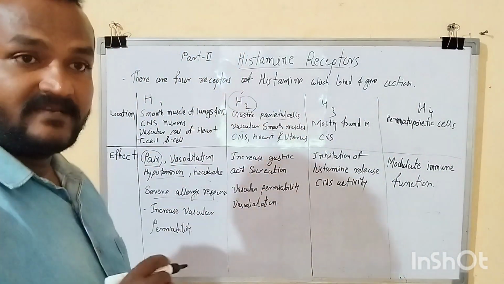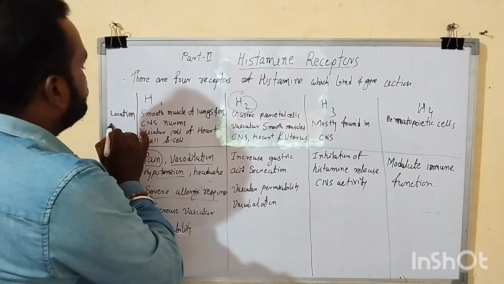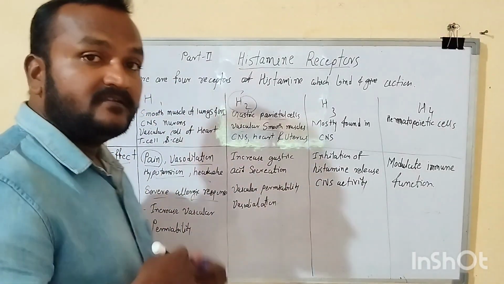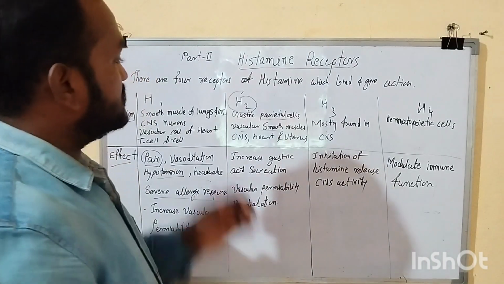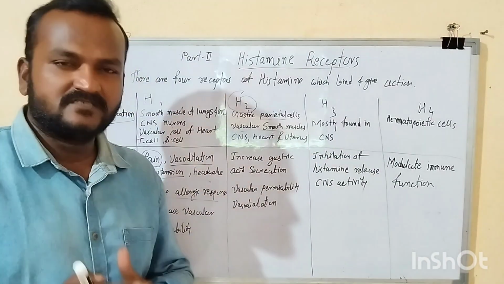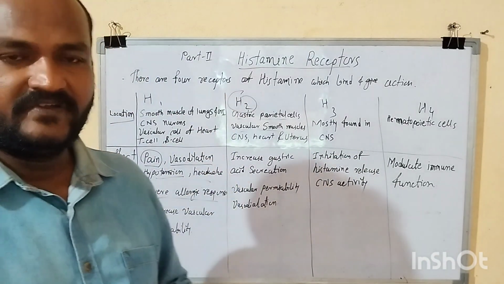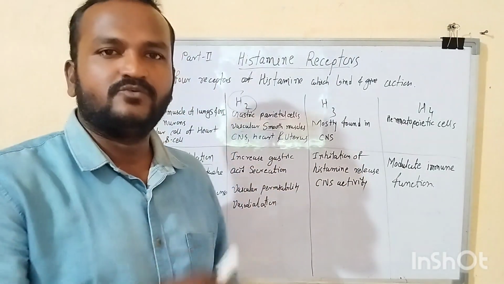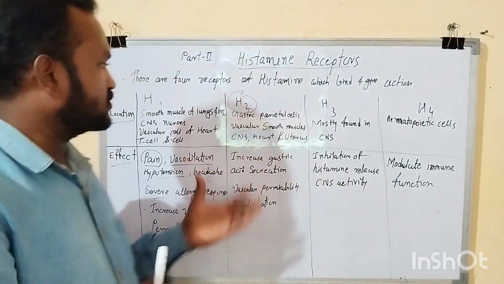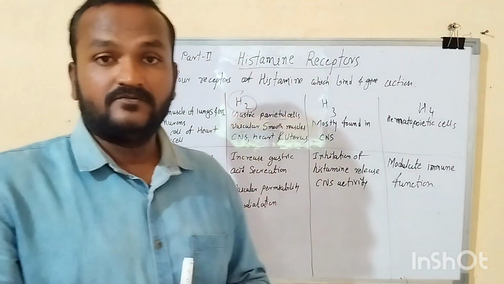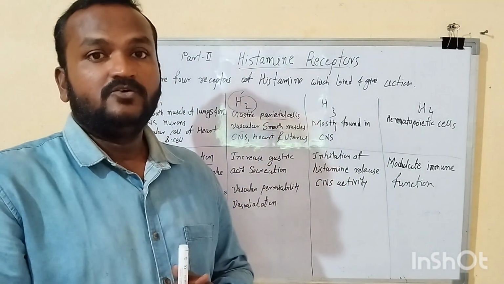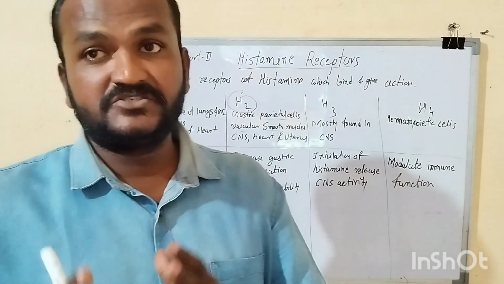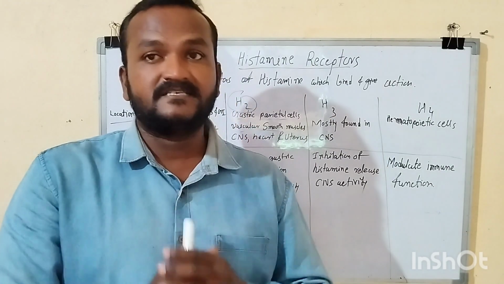Okay, in histamine there are different locations and also different effects. So this is just the part 2 video. In this video we saw the 4 types of histamine receptors, their locations and the effects of the receptors. Okay, in the next video we'll see the classification of the antihistaminic agents.